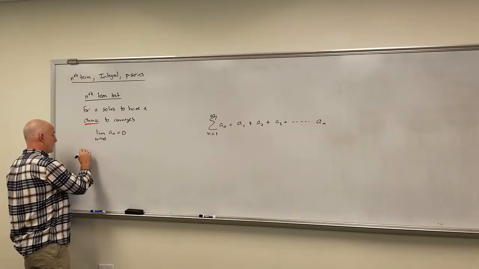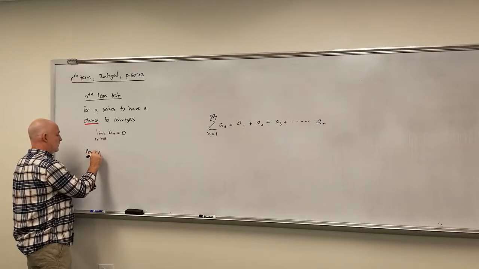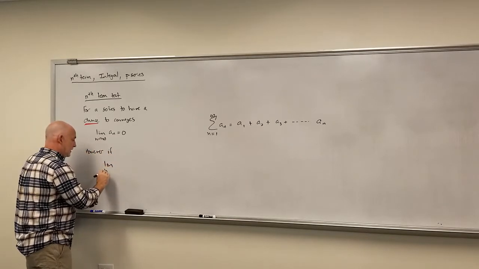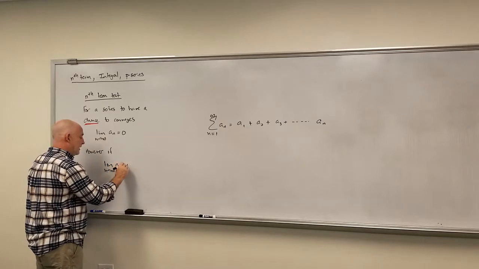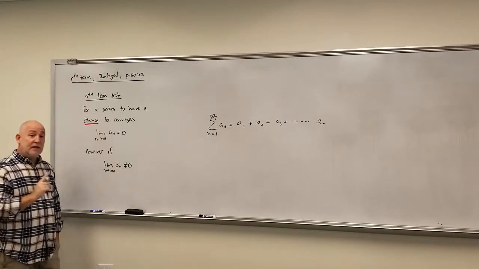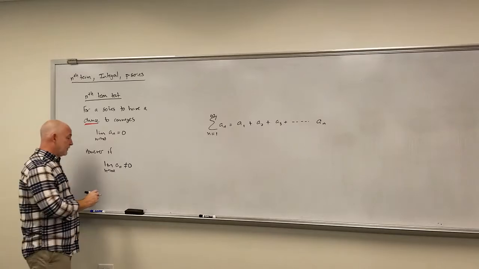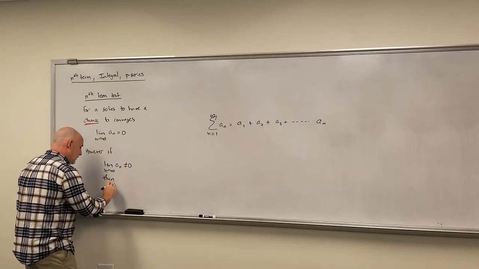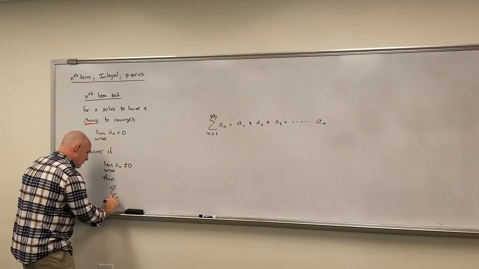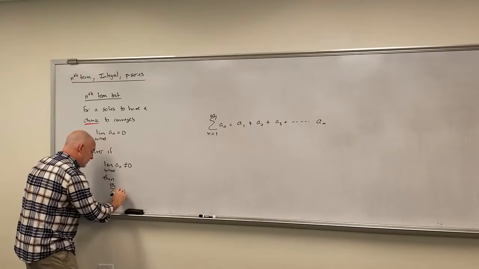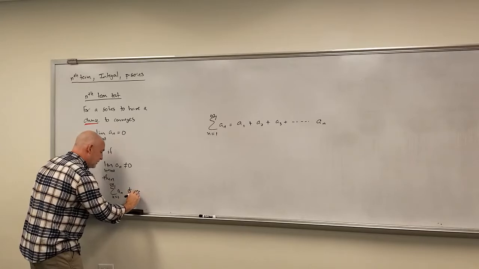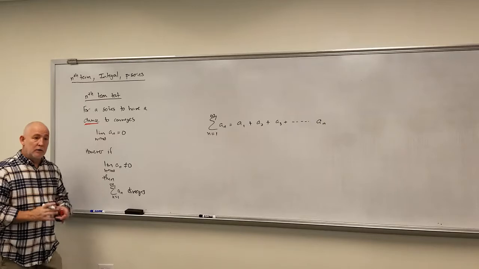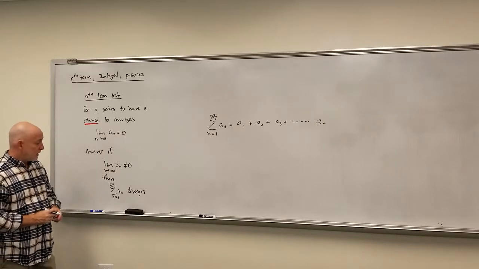However, if the limit as n goes to infinity of a sub n is not 0, that does tell us something very specific. Then the sum from n equals something to infinity of a sub n diverges. Okay, so here's where you're going to make your mistakes using the nth term test.